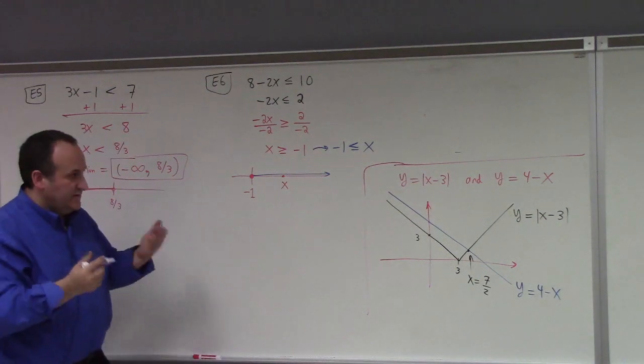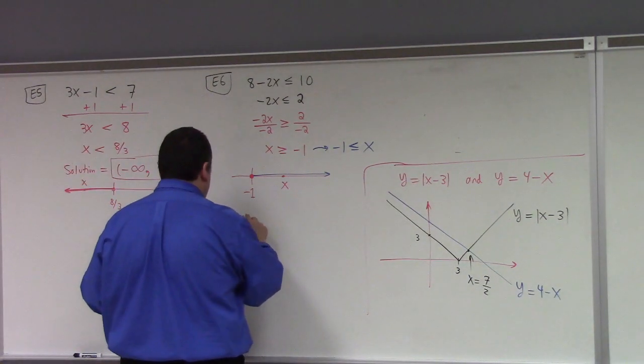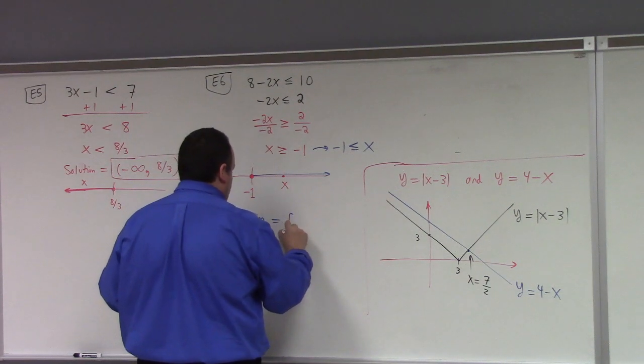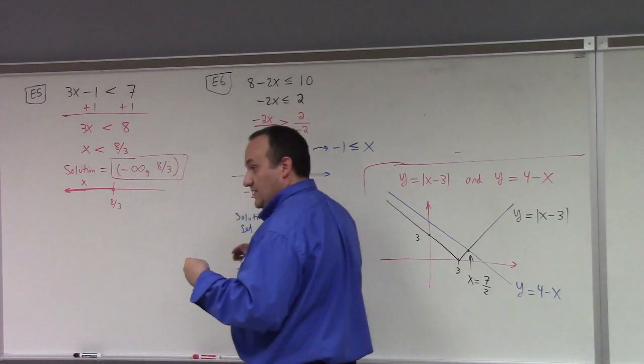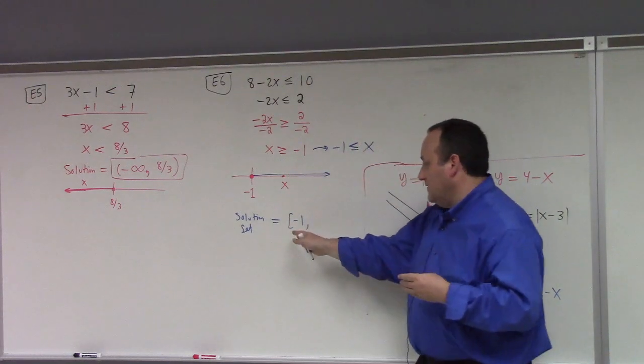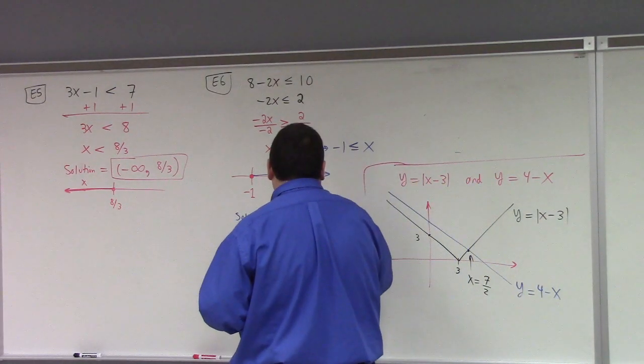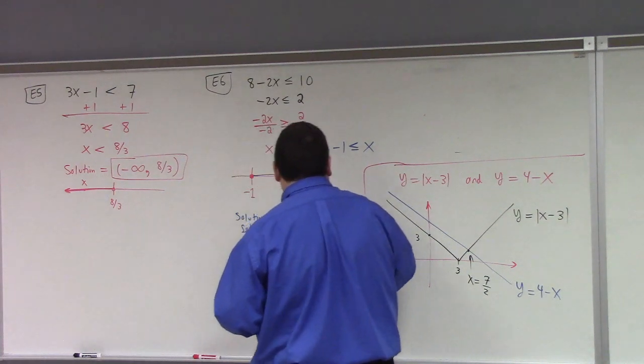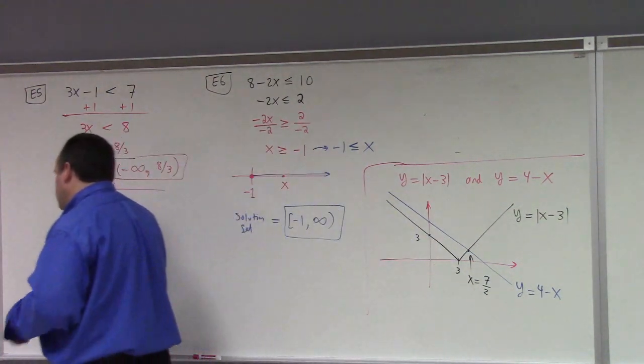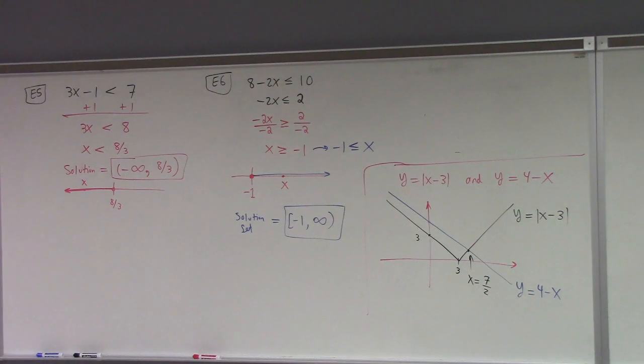It goes on and on. So the solution set is equal to, now minus 1 is included because we had the equality. So minus 1 is in the solution set, and it keeps going and going, so infinity. So there you go. That's the solution in this case. I'll take a breath. Any questions?